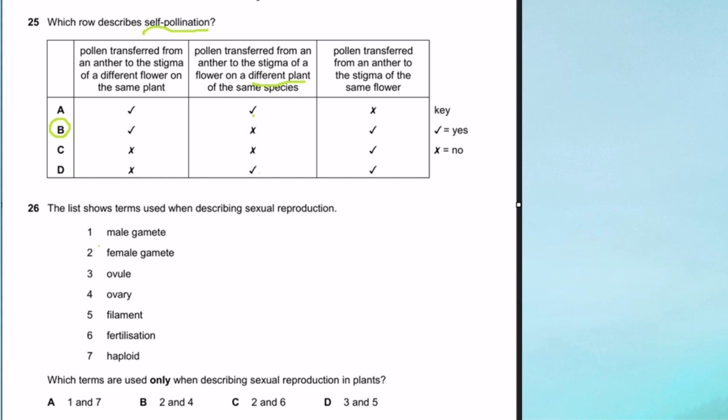The next one here shows terms used to describe sexual reproduction. Which terms are only used when describing sexual reproduction in plants? Well, male gametes are used in everyone. Female gametes used in everyone. Ovule, well, that's pretty much plant. Ovary, used in everything. Filament, that's plant. Fertilization, used in everything. Haploid, used in everything. Okay, so it's 3 and 5. So we need to find the answer, not just here, but here. Which one contains 3 and 5? And that is D.